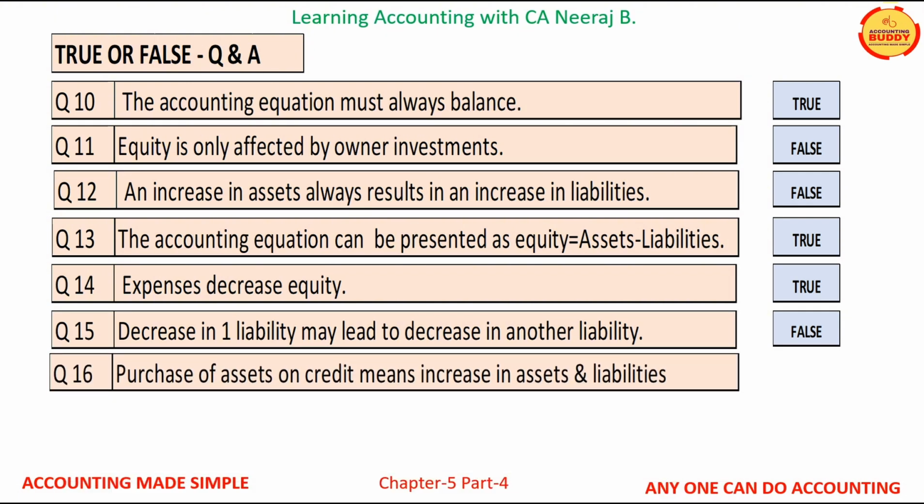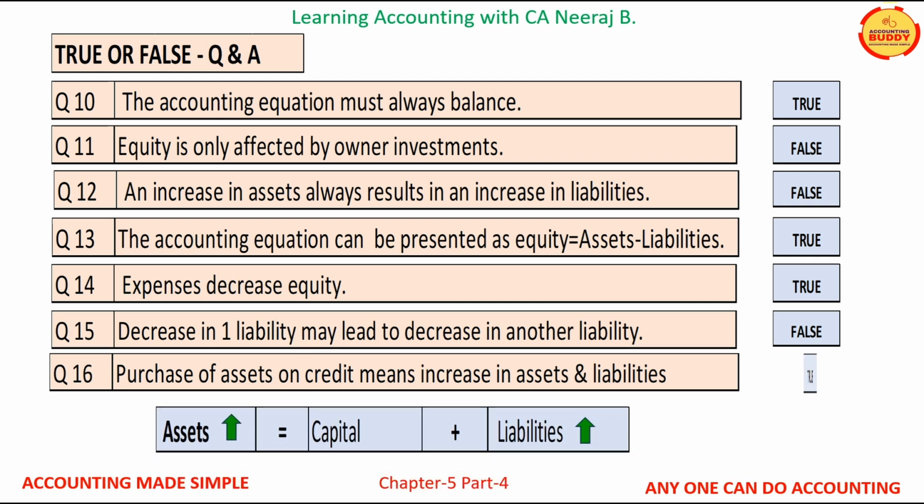Question number 16, purchase of goods on credit means increase in assets and liabilities. The answer is true. When the assets are purchased on credit, both the assets and the liabilities will increase.